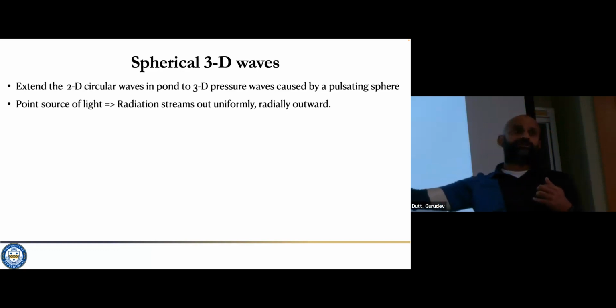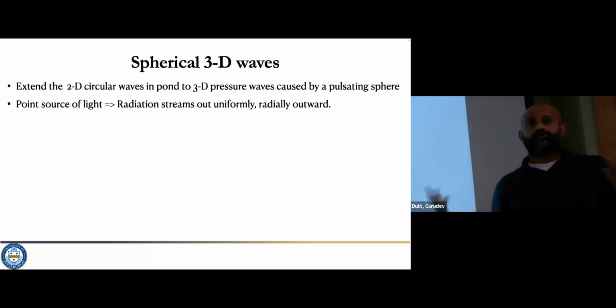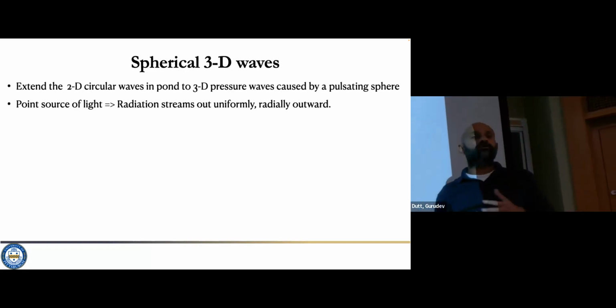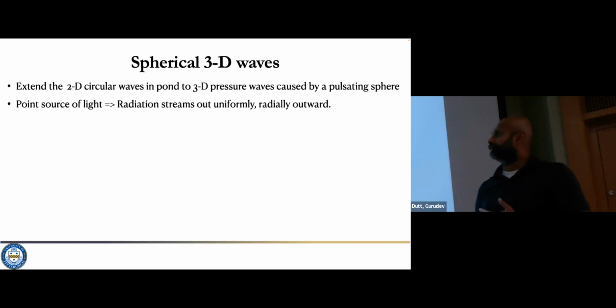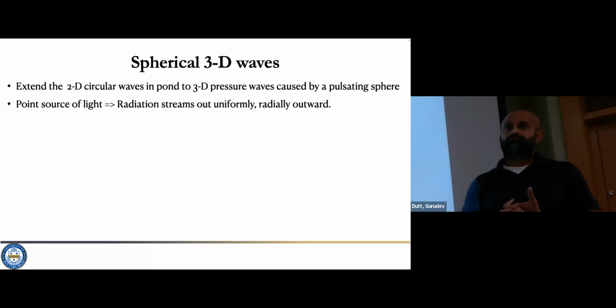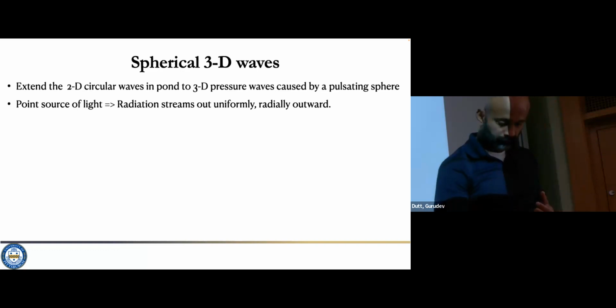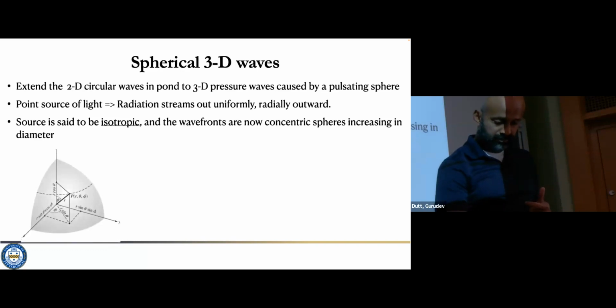And as I said, if you're sufficiently far away, you can also think of some small section of that spherical wave as looking like a plane wave. But the actual solution for a point source would be a spherical wave, because there's nothing to differentiate one direction from the other, so all directions are equivalent. So we have the property like a Bessel function. We will come to that. The source is then said to be isotropic, and the wavefronts are just concentric spheres that are increasing in diameter.